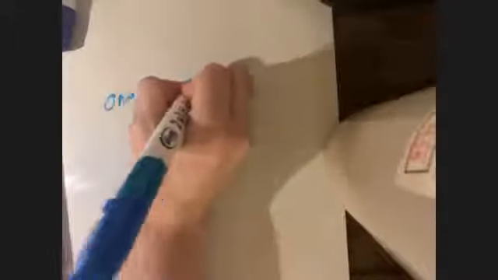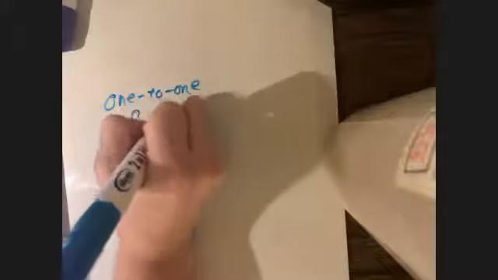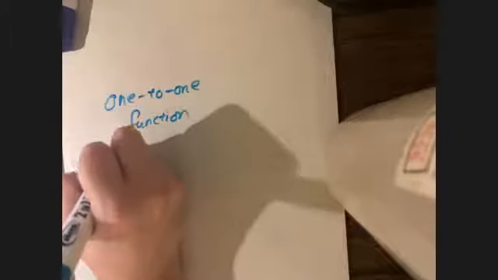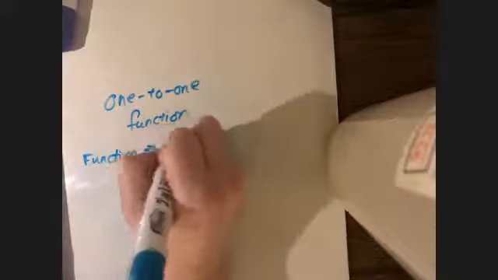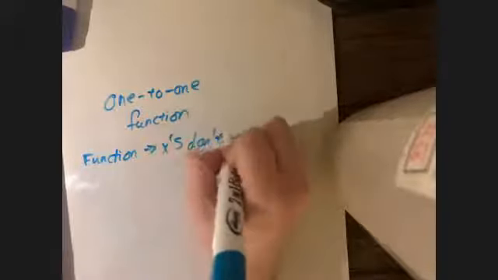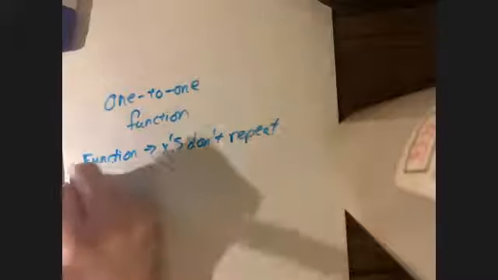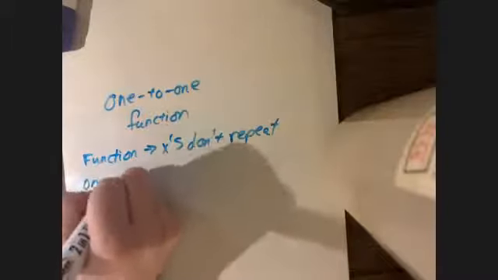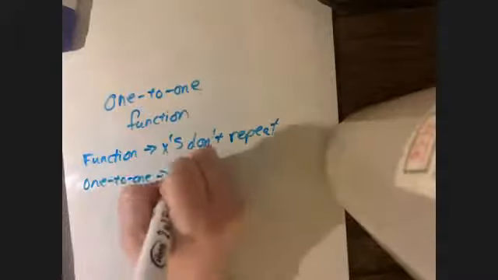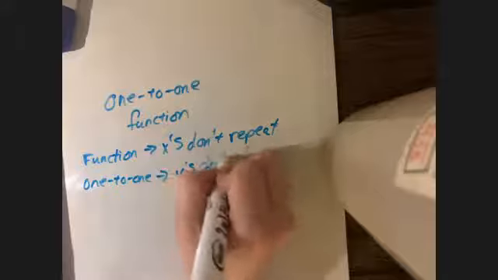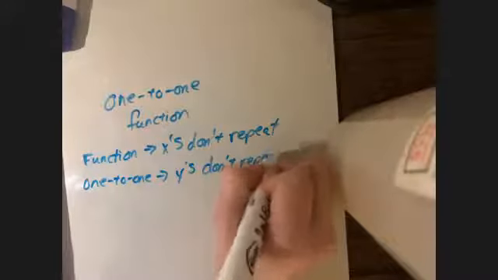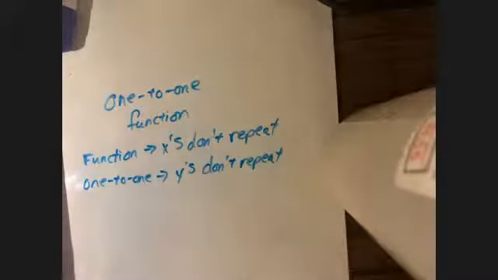What does it mean to be 1-to-1? Okay, a 1-to-1 function. First off, function means the x's don't repeat. 1-to-1 says the y's don't repeat. So because it's a 1-to-1 function, both the x's and the y's don't repeat.